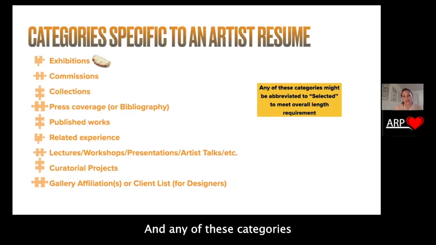And any of these categories might be abbreviated to selected to meet a length requirement of a resume. Because again, we're talking resume, so you're going to have to keep it on the shorter side, which means you might need to abbreviate this depending on how much you've done. And if you abbreviate, let's say you have a lot of exhibitions and you want to abbreviate it, you would just say selected exhibitions. And then whoever the reader is knows, okay, I'm just seeing a highlight reel. That's true for all of us. So selected performances, selected recordings, selected whatever it is, you can abbreviate it that way.